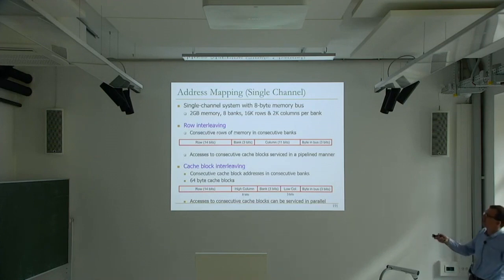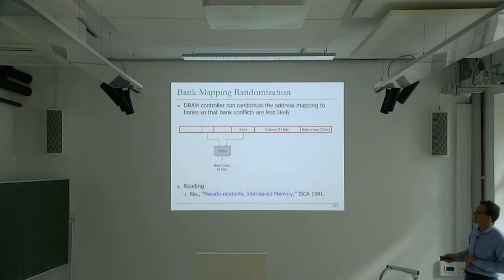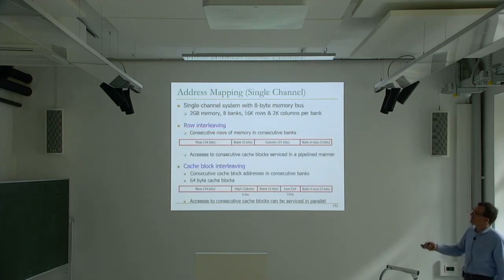Consecutive rows of memory are in consecutive banks. This is what happens over here. Access to consecutive cache blocks can be serviced in a pipeline manner in this case. Or you could do cache block interleaving. You interleave consecutive cache blocks in consecutive banks. So in this case, access to consecutive cache blocks can be serviced in parallel over here. Anyway, we don't need to go through this in detail, but it becomes more complicated as we will see in a little bit. But these are the two major interleaving schemes. Usually people use this one actually.